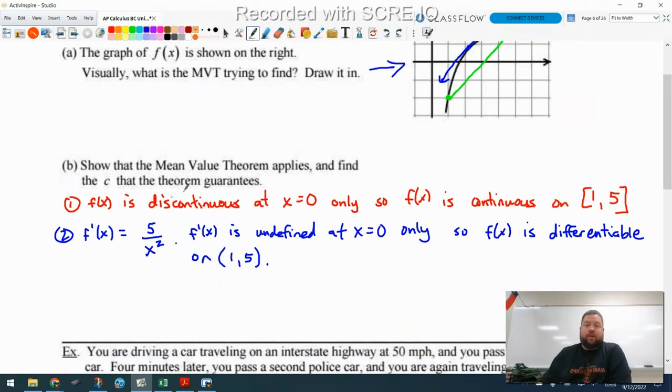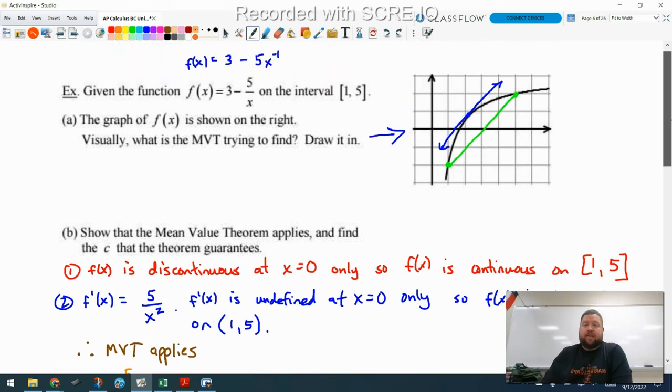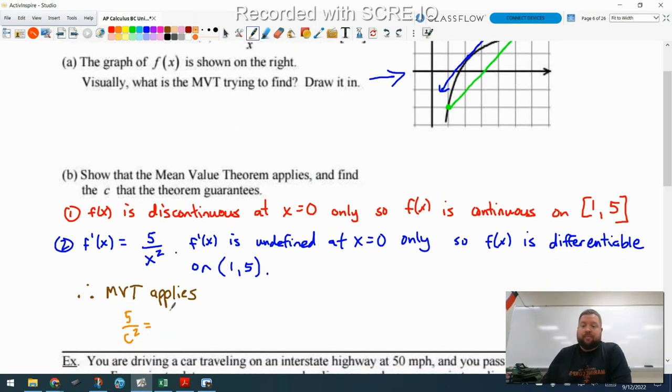All right, so remember when you're doing mean value theorem, those are the only two conditions. So once we have stated that, we can say, therefore, MVT applies. And then we have to find the C value that this guarantees. So we're going to do f of C, which is 5 over C squared, is equal to the average rate of change on this interval. So we're doing f of 5 minus f of 1 divided by 5 minus 1.